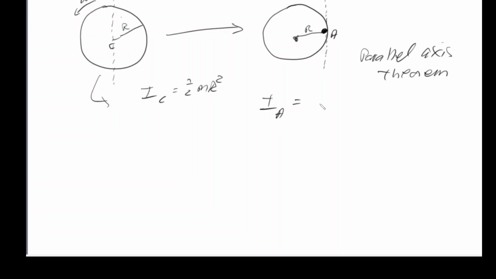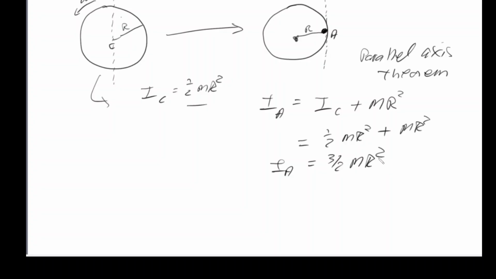And that says that the moment of inertia is equal to I through the center of mass plus m times the distance squared from the center of mass. So in this case, I through the center of mass is 1/2 mr squared plus mr squared. So I through A is equal to 3/2 mr squared.